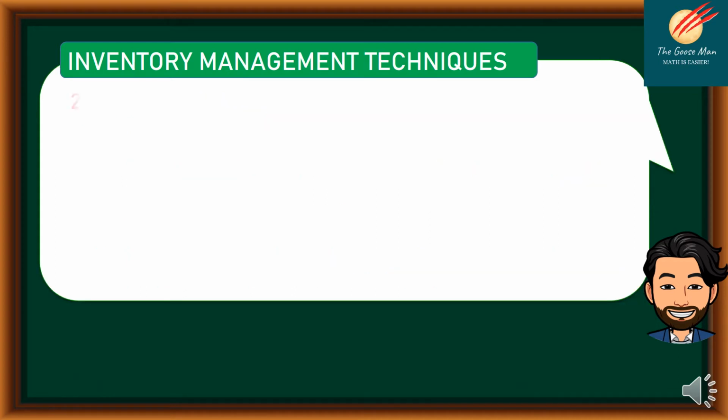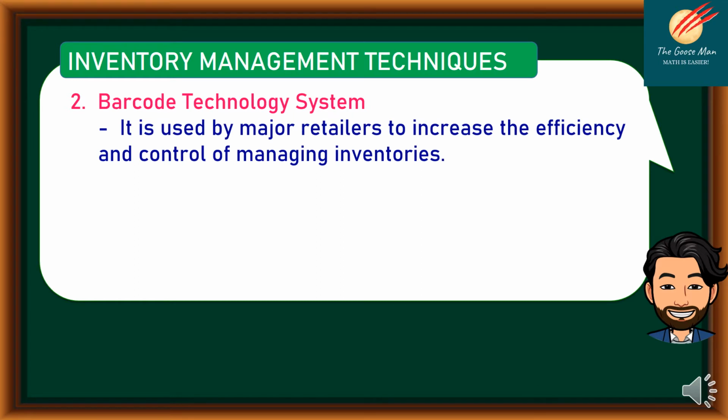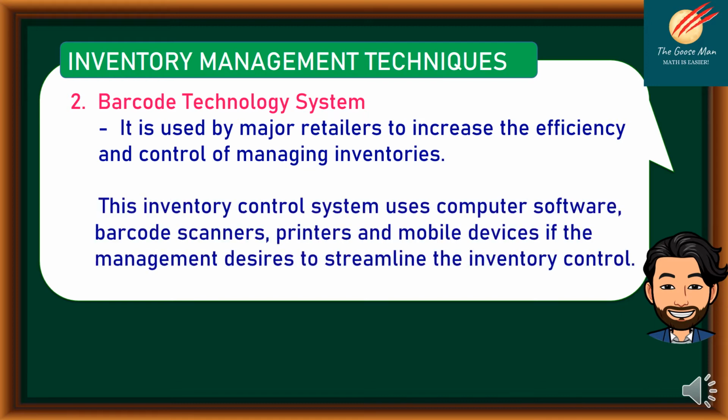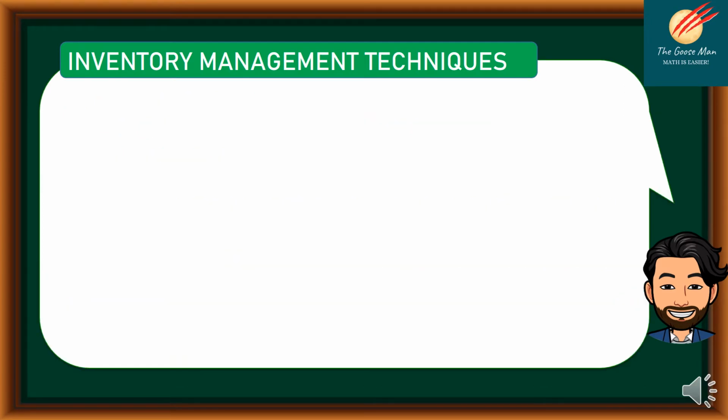Second technique is the Barcode Technology System. So it is used by major retailers to increase the efficiency and control of managing inventories. So this inventory control system uses computer software, barcode scanners, printers, and mobile devices if the management desires to streamline the inventory control. Let's move on to the third technique.